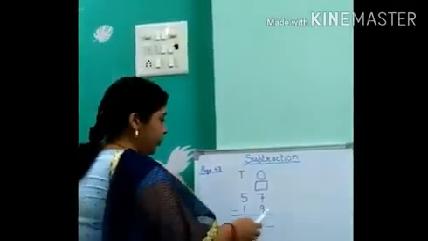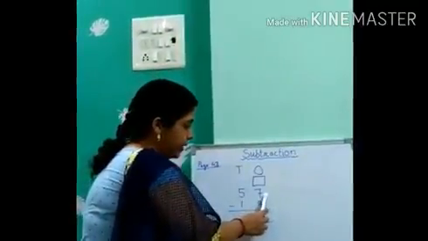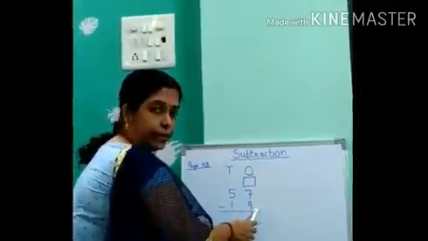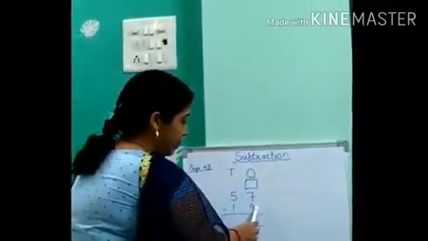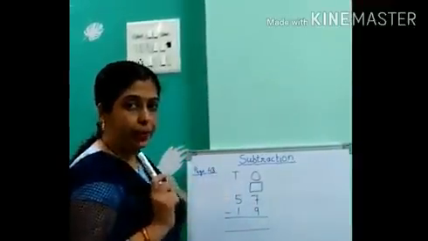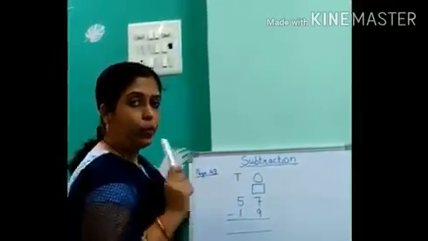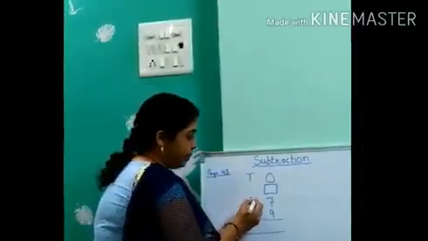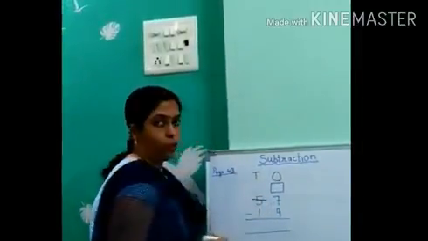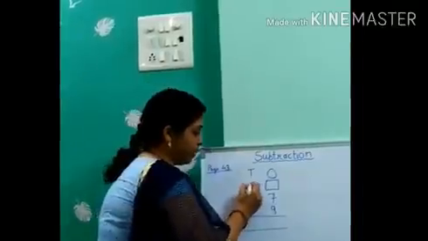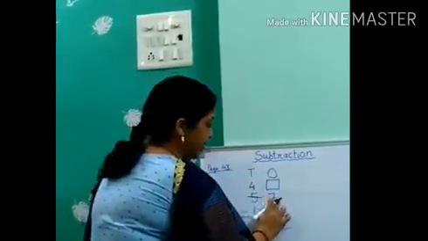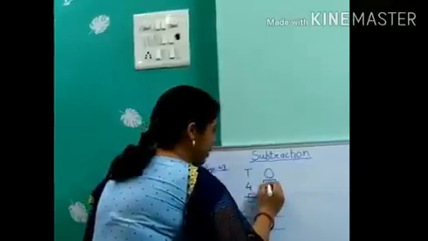Okay. So here you can see that 7 is on the top and 9 is at the bottom. 9 is a bigger number. So we have to apply the same rule. We have to borrow 1 tens from the tens position. So from 5 tens, I will borrow 1 tens. So 5 tens will now become 4 tens. Now 10 plus 7 becomes number 17.